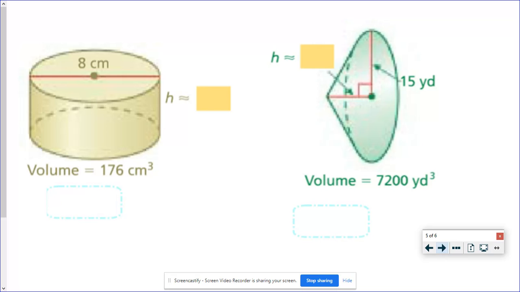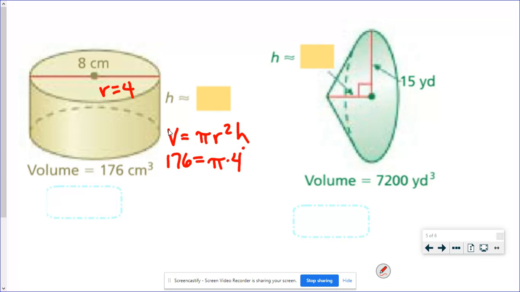I know my volume. Here we've got V equals pi r squared h. So 176 equals pi times, now the diameter is 8 centimeters. That means that the radius is 4 centimeters. So 4 squared times the height. Okay, 4 squared is 16. If I would clean this up, I should write my 16 first. This would be 16 pi times h. Okay, and that's the way that we should probably say you should write this.